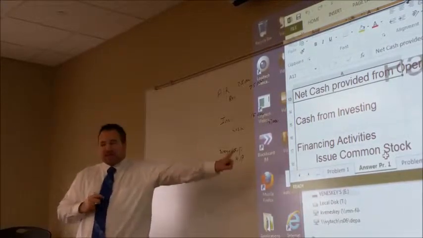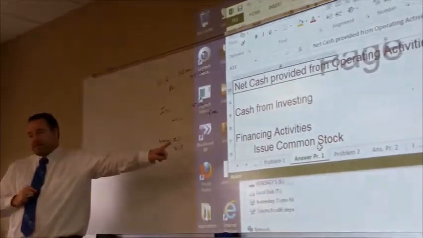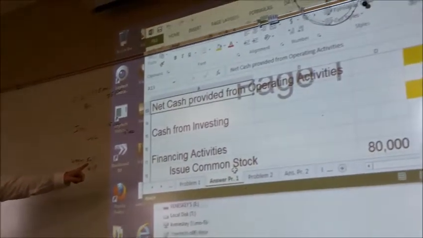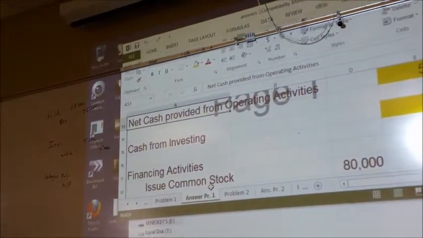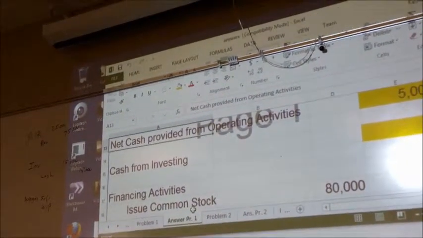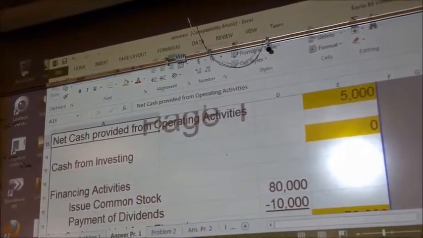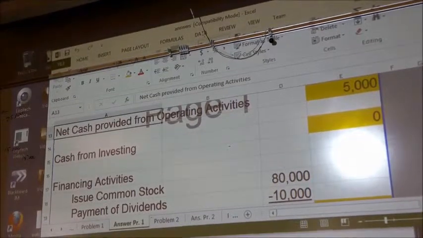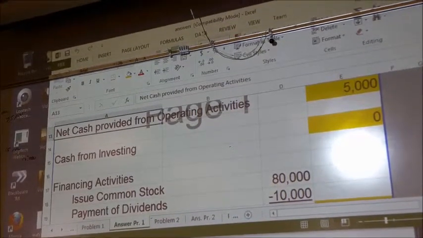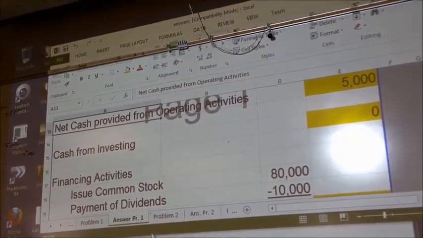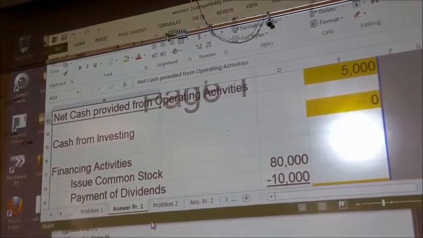We issue common stock, but that's not the only owner's equity item I have. I have one other owner's equity item. And that's down at the very bottom in the notes. The dividends. If I pay a dividend, that doesn't show up on my net income that I paid money.